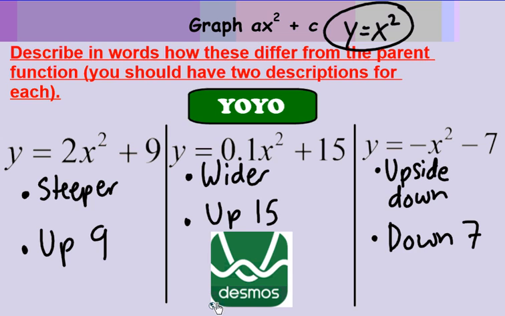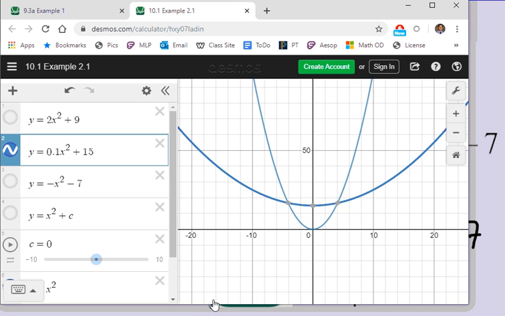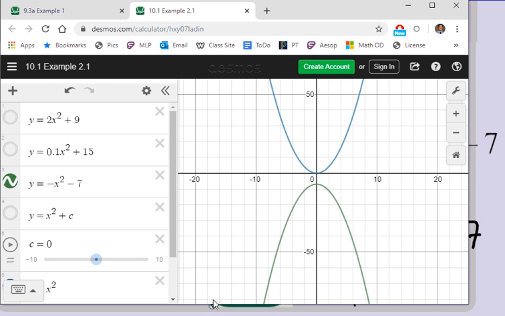If I use Desmos to show you, here's each of them. 2x squared plus 9, it moved the graph up 9. You'll see there's the vertex now at 9. Next one moves it up 15, and then it is much, much wider. The last one, it opens downward and is moved down 7. So there you go.